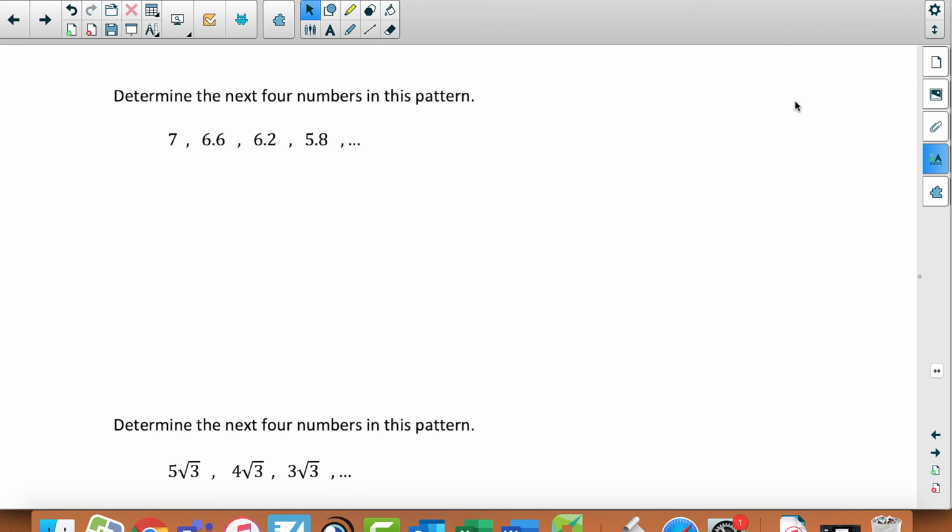Okay, the next question is, determine the next 4 numbers in this pattern. We've got 7, 6.6, 6.2, 5.8. For what we're doing today, a lot of these questions, what you want to look for is, what's the difference? What's the increase or decrease to go from this number to this number and this number to this number, and hopefully it stays the same, in which case the rule for the pattern isn't so bad. So 7 to 6.6, what's the difference there? Well, if you're not sure, you could subtract. You could take the second one, always take the second one, and subtract the first one.